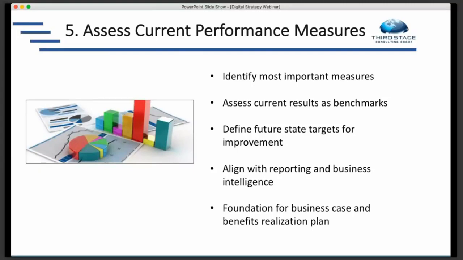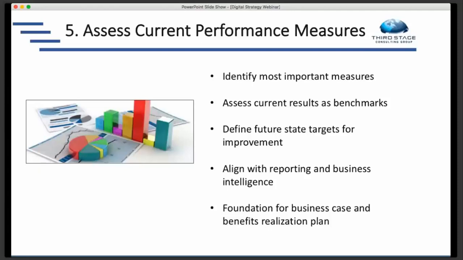Oftentimes, as you're doing that strategy articulation map that I talked about, what I'll do is look at what the KPIs are for each of those areas of the business that we're mapping out on the map, and start to get a starting point, at least, of what those high level measures are. But you generally would want to go down another layer of detail and start to define, more at the operational level, what those supporting measures and KPIs are going to look like.